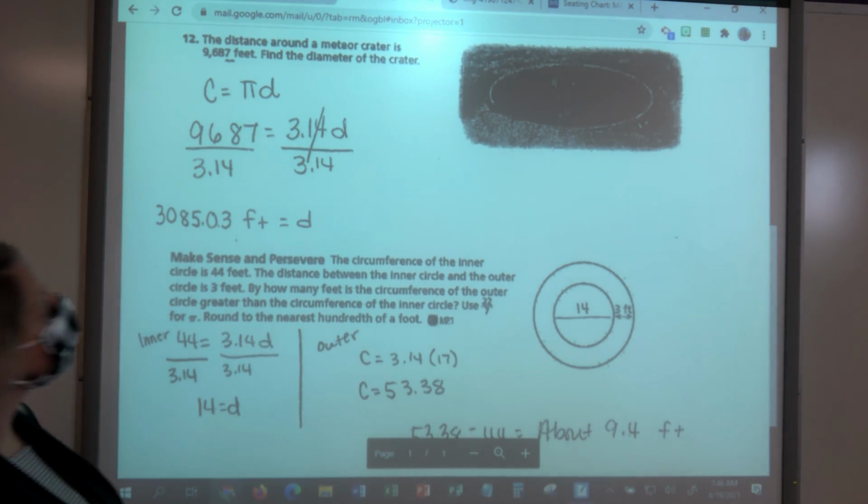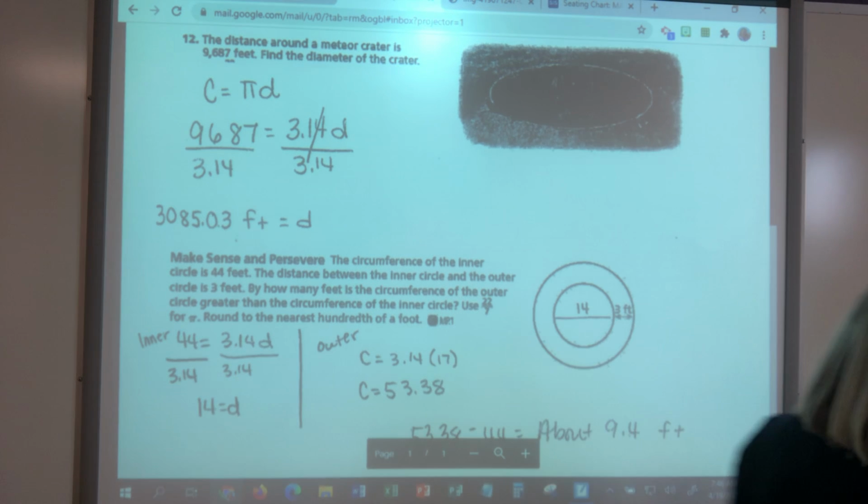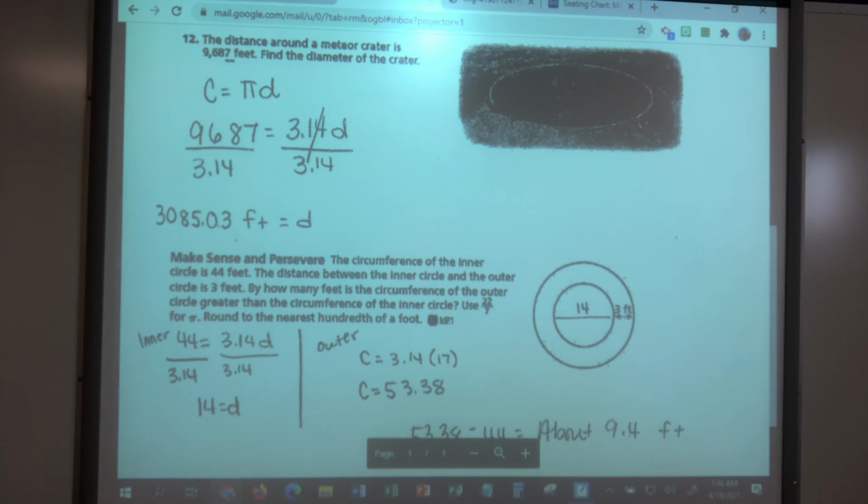Number 12. For number 12, they gave you the circumference and you had to find the diameter. So you still use C equals pi times diameter, but because you know the circumference, you plug in the circumference instead of the diameter, and then you solve for D.